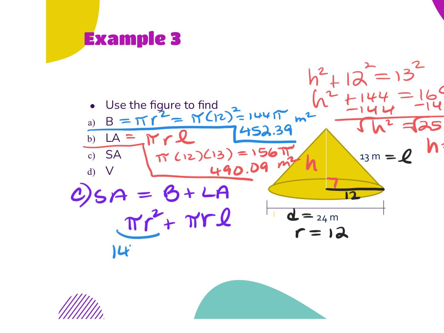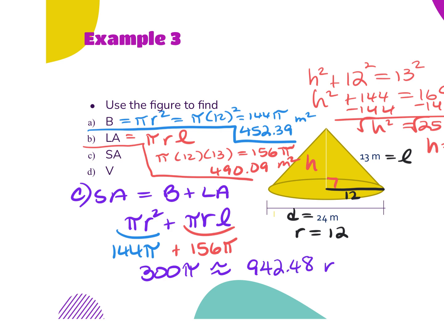That was 144 pi. I also found the lateral area in part B. That was 156 pi. Again, what I'm going to do is add the numbers in front of pi first. That gives me 300 pi. And then rounded to the hundreds place, 942.48 meters squared.